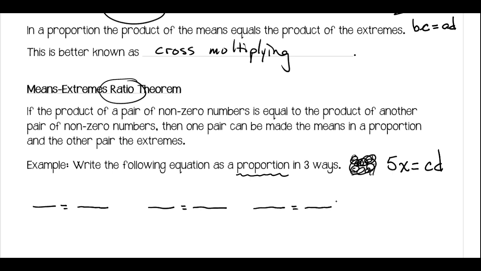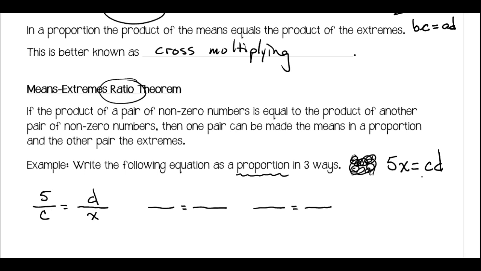So what we're going to do is take one pair of non-zero numbers, so let's say the 5 and the x, and we're going to make them either the means or the extremes. It doesn't really matter, so I'm going to let them be the extremes over here. So I'm going to make that be 5 and x, and I'm going to take the other product, CD, and let that be the means. So now I've got C times D. I took one pair of products and it was the extremes. I took the other pair and made it the means. And so we can take these products and put them basically anywhere we want as long as they're across diagonally from each other in the proportion.